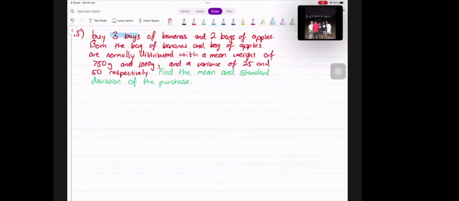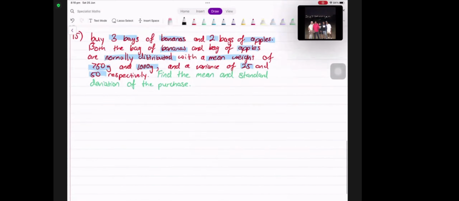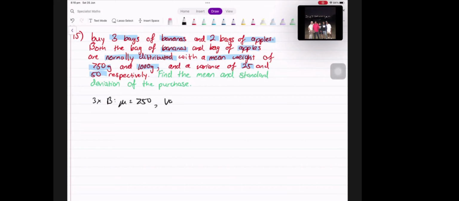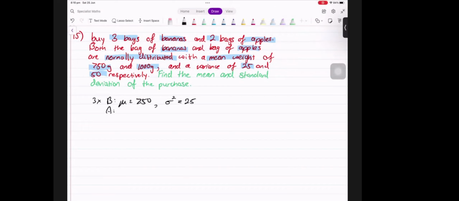So you're buying 3 bags of bananas and 2 bags of apples. And so you have bananas and apples being normally distributed with a mean weight of 750 and 1,000 and a variance of 25 and 50 respectively. Okay. So I'll just write this information down. For bananas you have 3 times it, and the bananas have a mean weight of 750 and a variance, sigma squared. And for apples, we have 2 bags, with a mean weight of 1,000 and a variance of 50.